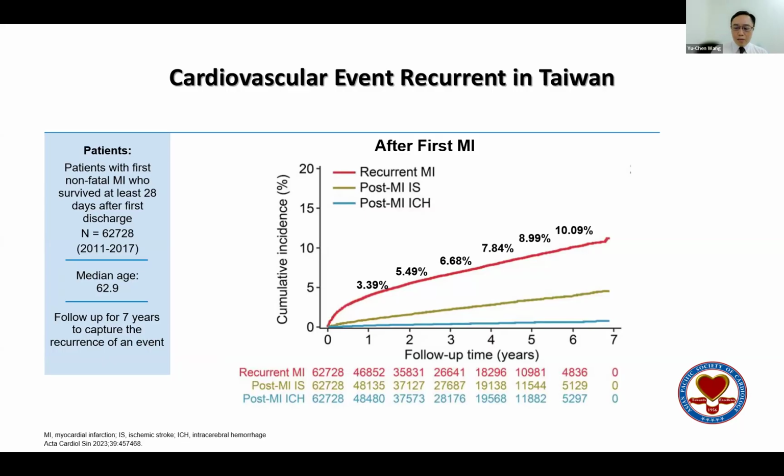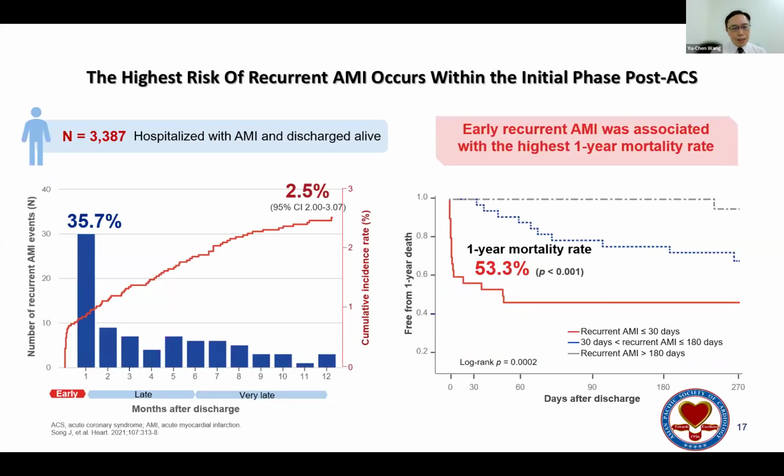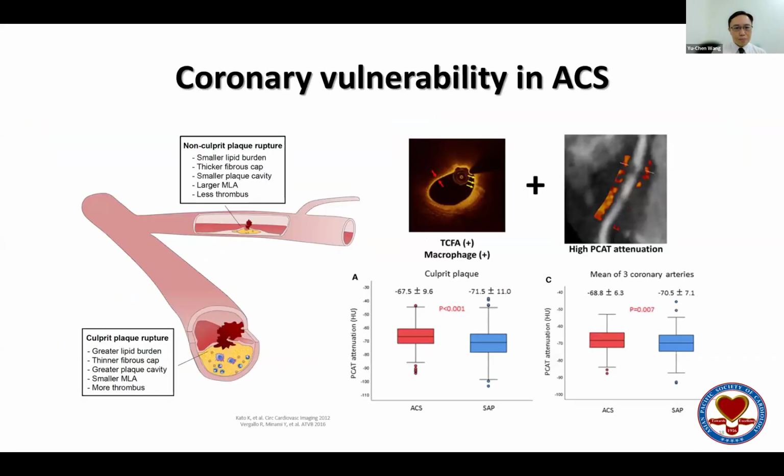According to data from mainland China, the rate of recurrent MI during the first year was up to 2.5%, and 36% of these patients were attacked in the first month after MI. In this study, early recurrent MI during the first year was associated with the highest 1-year mortality rate, which was as high as 53%.